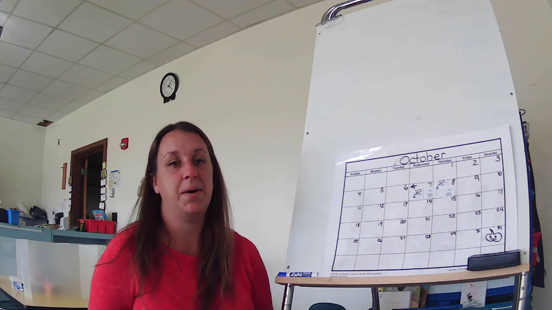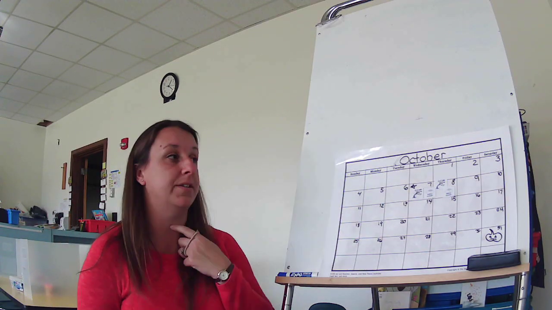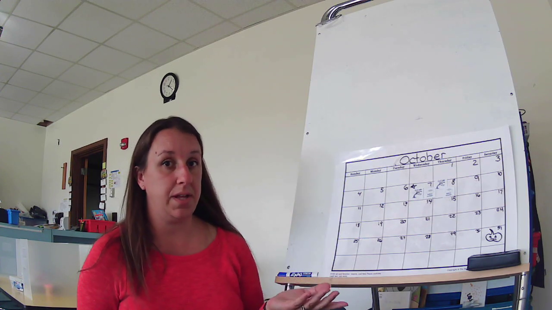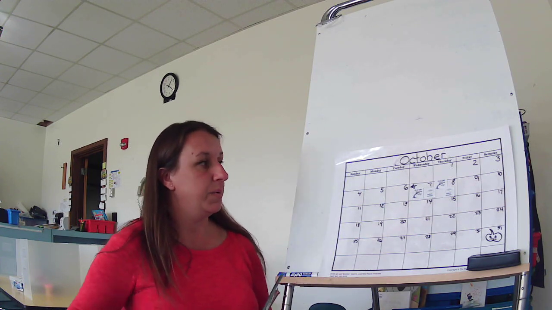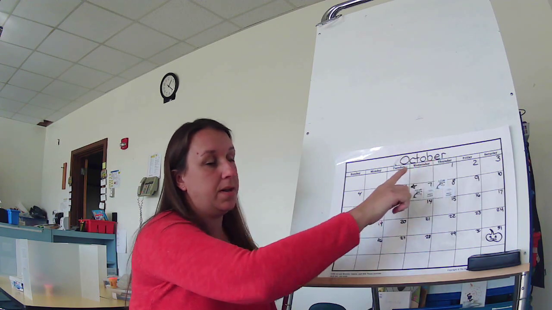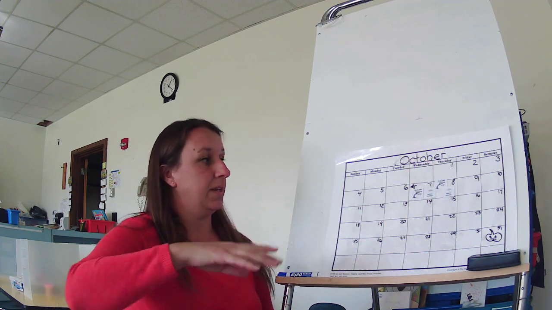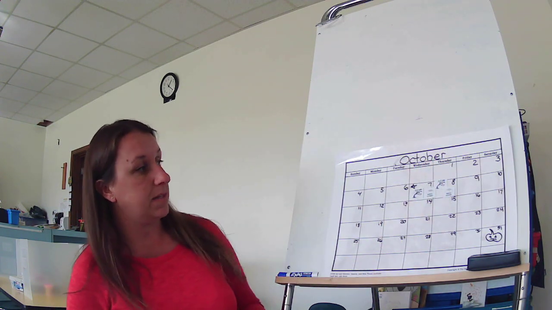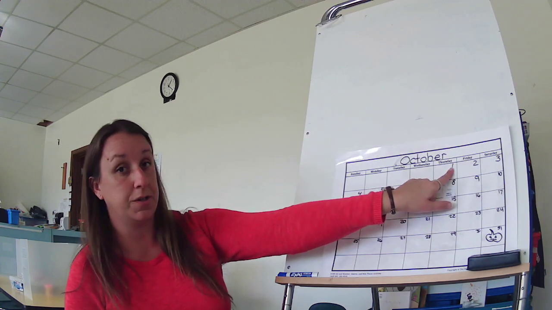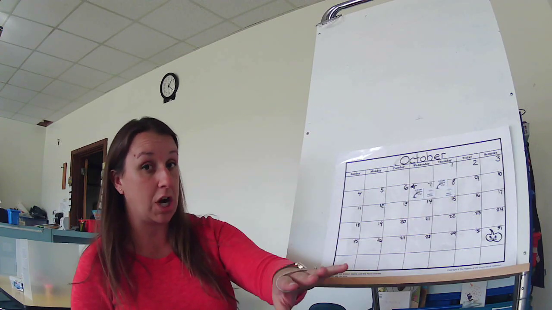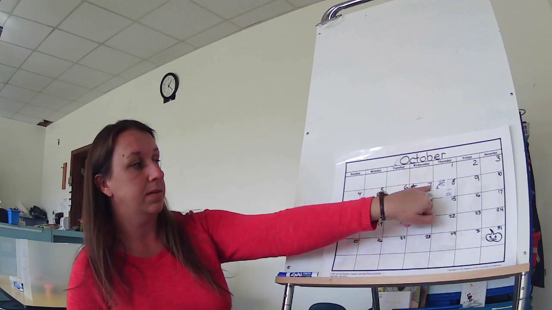All right. So this is our weather calendar. We started it yesterday, like you guys did. We wrote the month of October on the top, and we numbered the days of the month starting on Thursday the 1st, even though we didn't start the calendar until technically yesterday, which is the 7th.